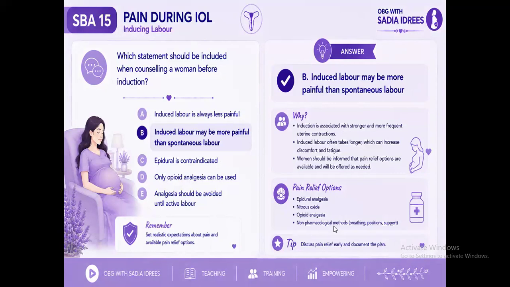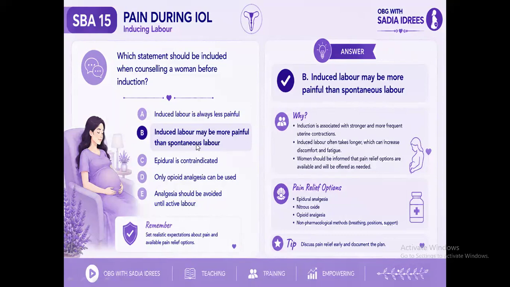Okay, question 15 looks simple, but it tests counseling. Which statement should be included when counseling a woman before induction? A. Induced labor is always less painful. No, no. Option B, induced labor may be more painful than spontaneous labor. Option C, epidural is contraindicated. No. Only opioid analgesia can be used. No. Option E, analgesia should be avoided until active labor. The correct answer is B, induced labor may be more painful than spontaneous labor.